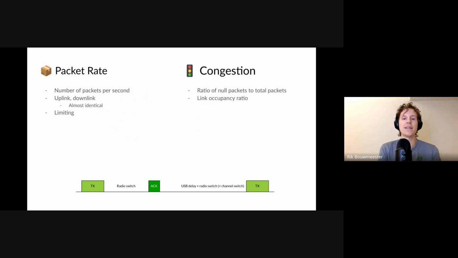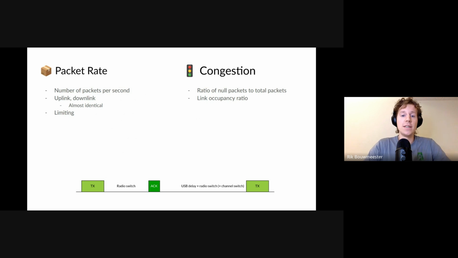Since downlink is implemented in the acknowledgement part, this basically means that the packet rates up and downlink are identical, except for when the Crazyflie does not receive and thus does not acknowledge. We think that it is actually the packet rate and not necessarily the bandwidth that is limiting our communications right now.